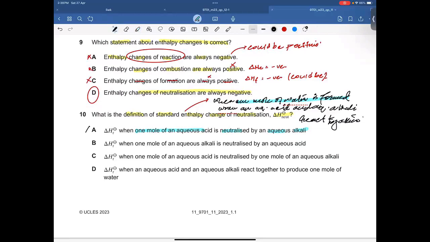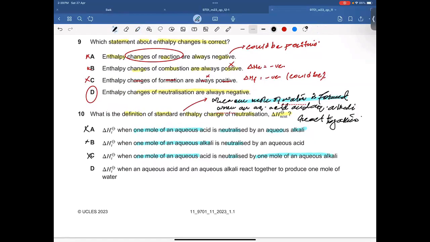So option A is incorrect because neutralization is all about the formation of 1 mole of water. Instead, 1 mole of acid and 1 mole of alkali are reacting together. Similarly, when 1 mole of aqueous alkali is neutralized, again wrong because the examiner is specifically talking about 1 mole of water, and is looking for that particular statement instead of 1 mole of acid and alkali. When 1 mole of an aqueous acid is neutralized by 1 mole of aqueous alkali, again it is wrong. So option D is correct. When an aqueous acid and an aqueous alkali react together to produce 1 mole of water. So that's the definition. The right answer is D.